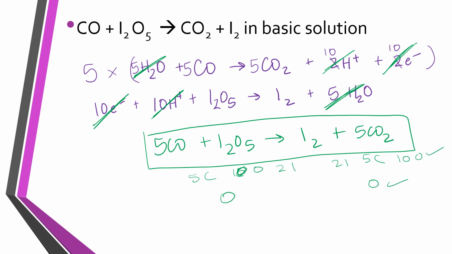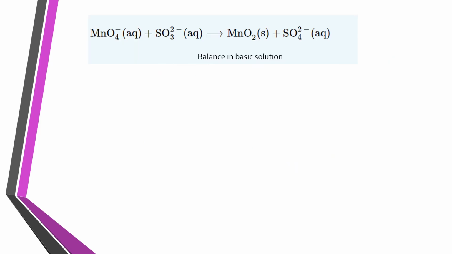So let's actually do one more so we can see it in basic solution. So we are going to balance this equation in basic solution. So we still start with the same steps of splitting it into the half reactions. Balance anything that isn't hydrogen or oxygen, and my manganese and my sulfur are already balanced.